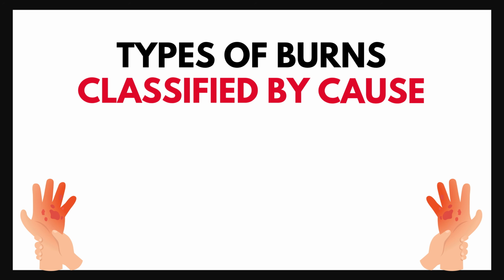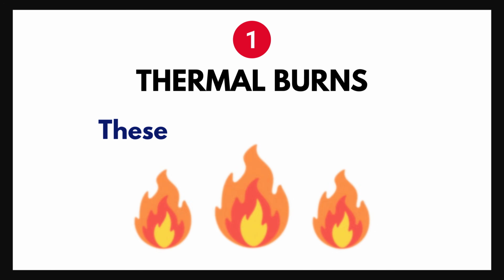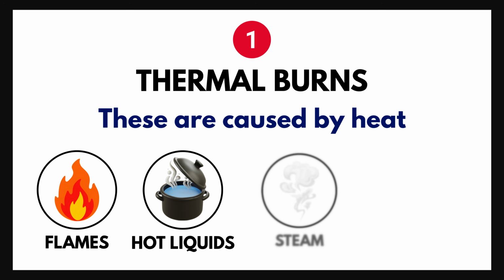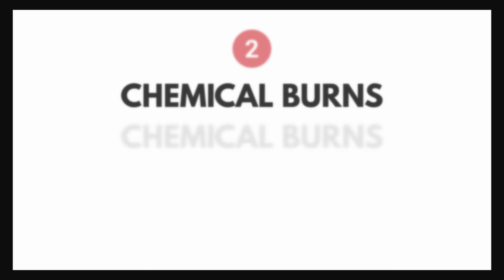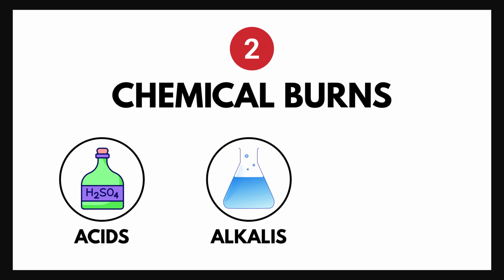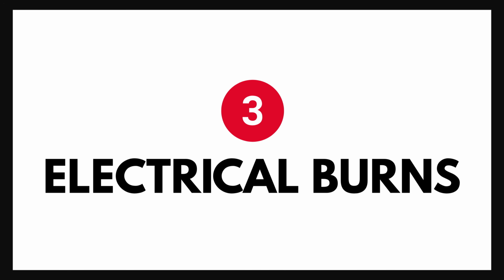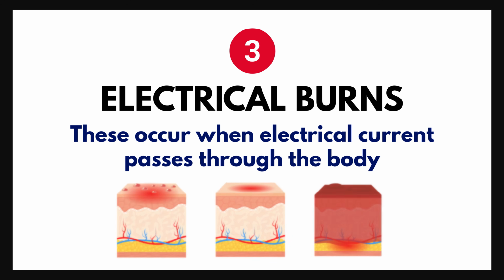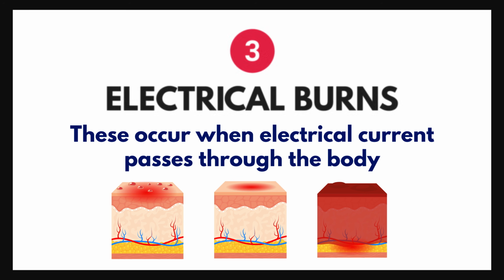Types of burns, classified by cause. Burns can occur through several different mechanisms. Thermal burns. These are caused by heat. Examples include flames, hot liquids, steam, or contact with a hot object. Chemical burns. These occur when acids, alkalis, or other corrosive chemicals damage the tissues. Electrical burns. These occur when electrical current passes through the body. An important point here is that the skin may not always show the full extent of the underlying injury.